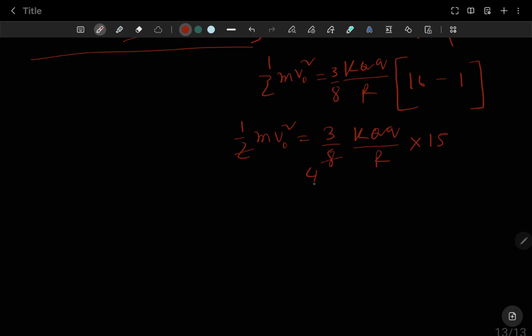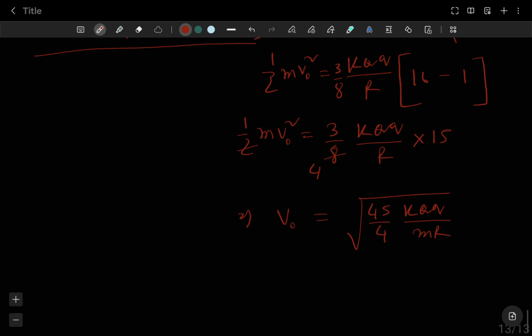So if I put this one as 4, then I'll get v0 square as root over 45 by 4 KQQ by mR, isn't it? So it will be 3 by 2, v0 is like this, 3 by 2, so 9, so it will be 5 KQQ by m.